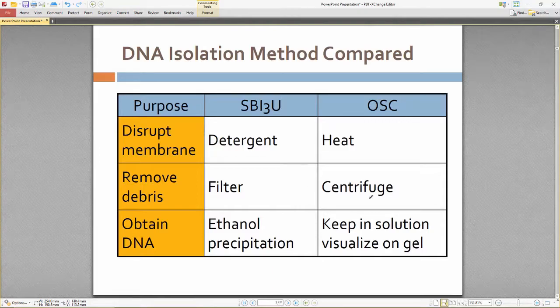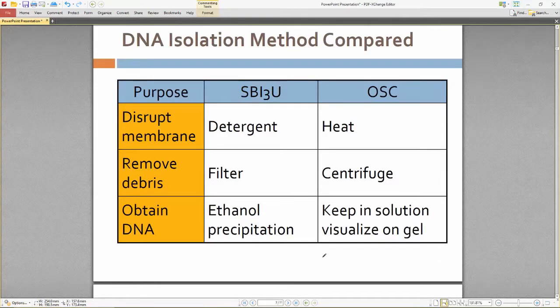So, visualizing on a gel. At the end of this PowerPoint, we're going to learn about something called gel electrophoresis. We will learn about that tomorrow. Visualizing means using gel electrophoresis to see the DNA.